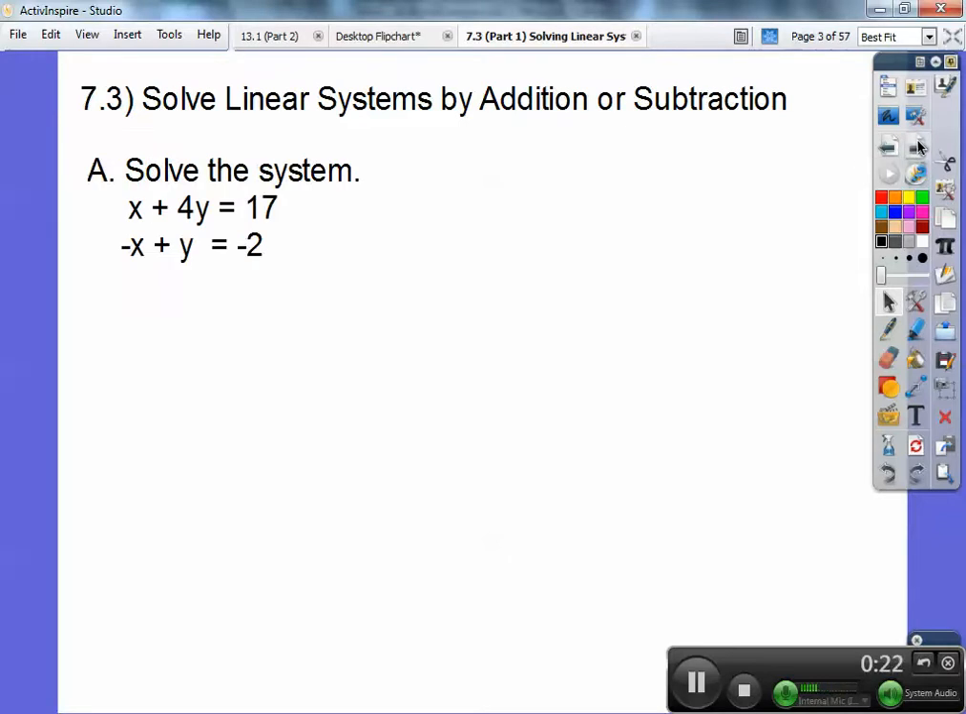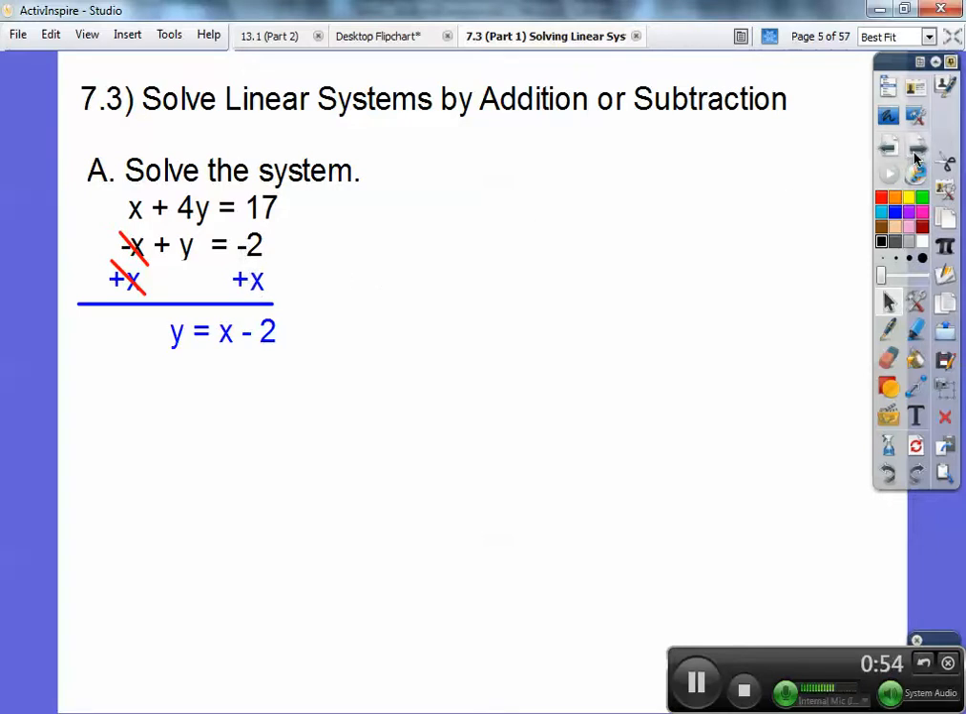Let's try one of these. Let's solve this system right here using the substitution method. We can either solve for this x or this y. I wouldn't want to solve for this y because of the 4 in front of it, and I really wouldn't want to solve for this x unless I had to because there's a negative in front of it. So let's solve for this y. I'm going to add x to both sides, and the x's cancel, so y equals x minus 2.